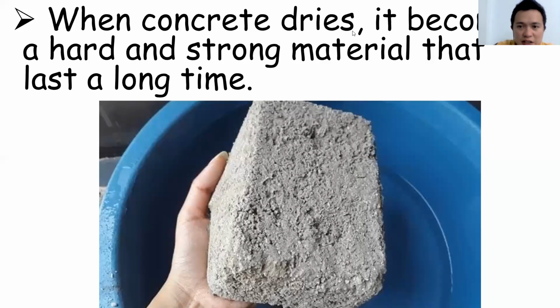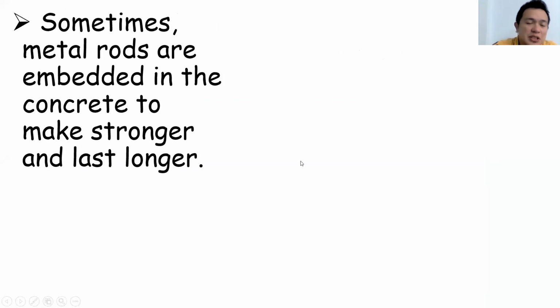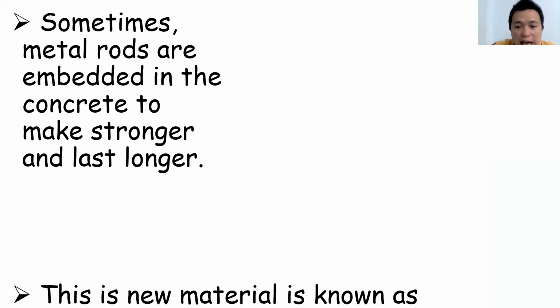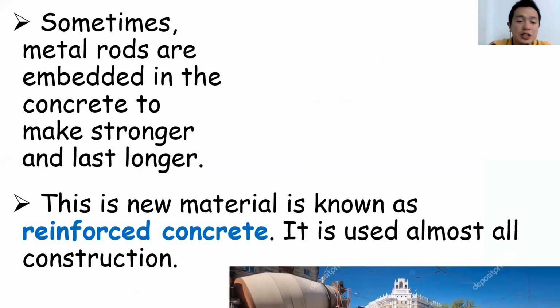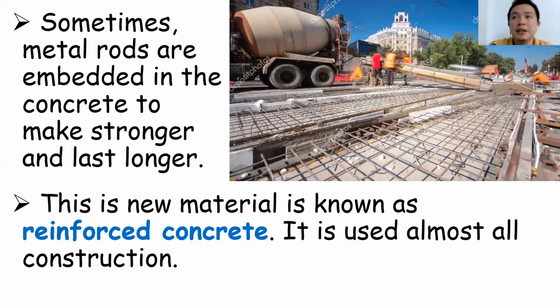So when concrete dries, it becomes hard and strong, a strong material that lasts a long time. Sometimes metal rods are embedded in the concrete to make it stronger and last longer. This new material is known as reinforced concrete. It is used in almost all construction to make our buildings and construction materials stronger, right?